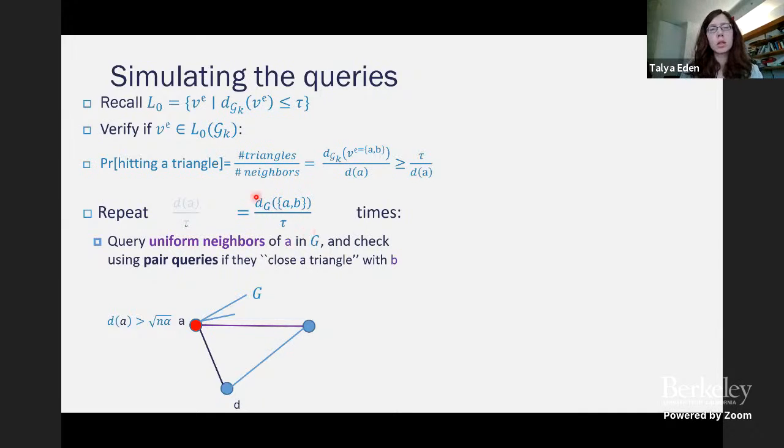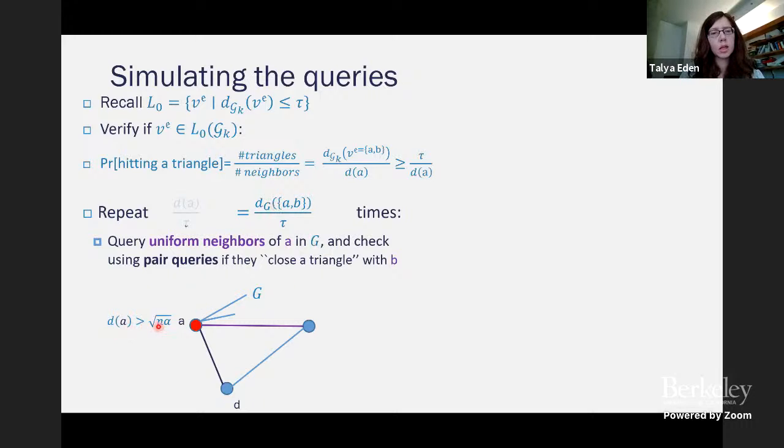So in expectation, the number of times I have to repeat this process is not too much, it is a constant. But the problem is that the maximum might be very high. It might be that I hit some edge whose degree is n, and then I have to run n over tau times, which is kind of prohibitive. So we want to better bound this value in the case that this degree is very high.